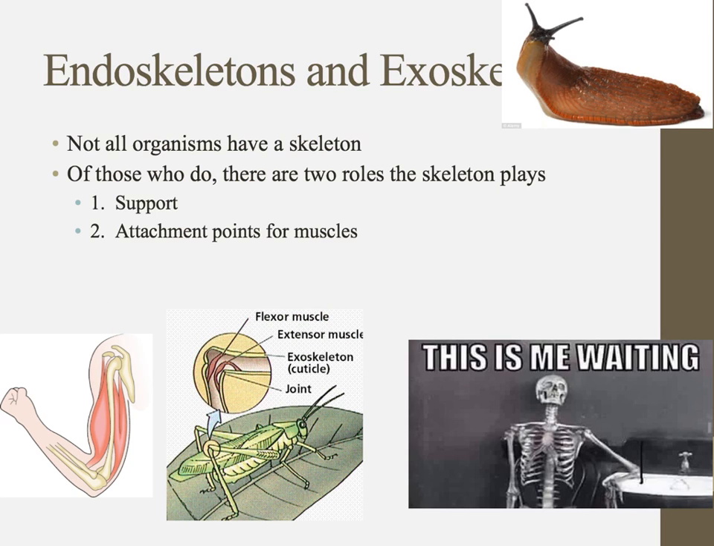Okay, so first when we talk about movement, we need to talk about a skeleton. And not all organisms have a skeleton. Some, like this slug here, are just blobby. They don't have that. But of those who do, the skeleton is going to play two main roles. One is for support, and the other serves as an attachment point for muscles. We can see that here, these muscles attaching to the bones of the skeleton. And here we can see on the inside of an insect, their muscles attaching to their exoskeleton.